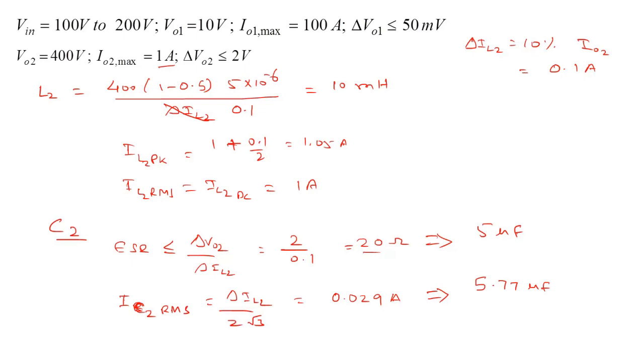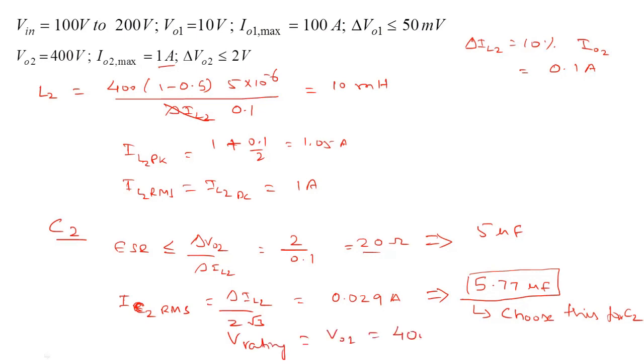And now the reason why I said it's slightly different is that unlike the first output voltage, now the dominating requirement for the capacitor C2 is the RMS current rating. So we choose this capacitance for C2. Okay, V rating is high, same as VO2, which is 400 volts plus margin. Okay, so that completes the L and C design for the 2 windings.